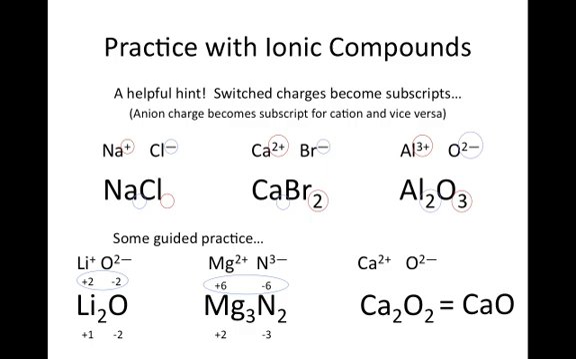Let's check the charges. Each Ca has a charge of plus 2. Because there is only 1, we have an overall positive charge of plus 2. Each O has a charge of minus 2. Because there's only 1, we have an overall charge of minus 2 in the compound. Plus 2 and minus 2 balance out to be 0.